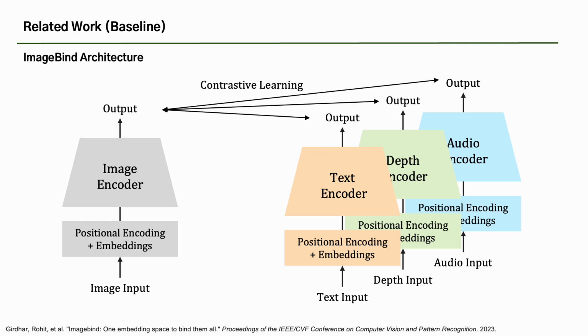However, to align each modality with images, ImageBind requires separate encoders for each modality, leading to significantly increased computational cost during both the training and inference.